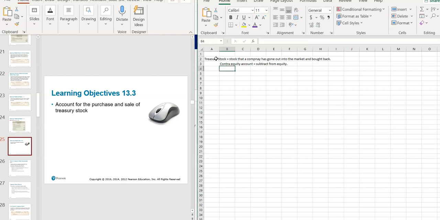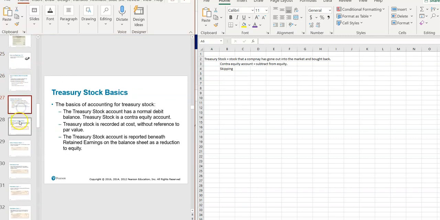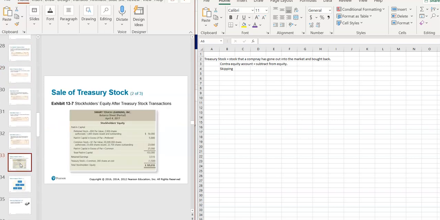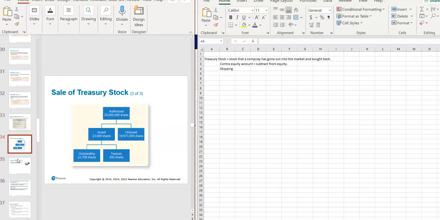Okay, but we are basically skipping. So you don't really need to know anything about treasury stock. Well, maybe just the definition, but see down here where they subtracted it out to get total equity.